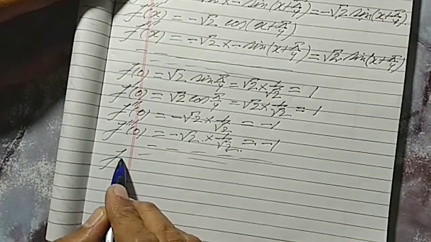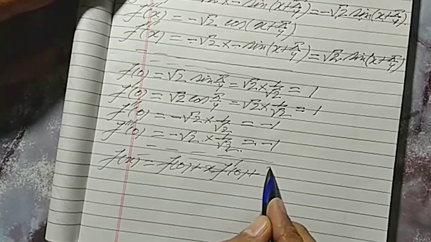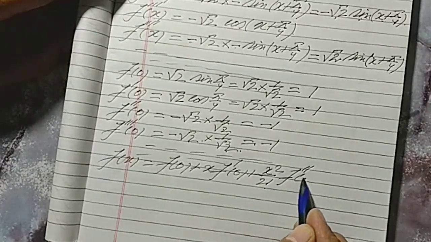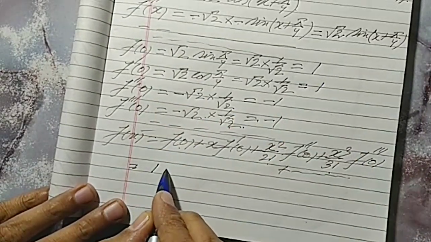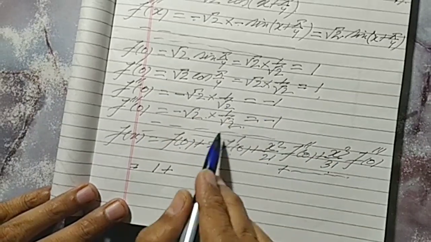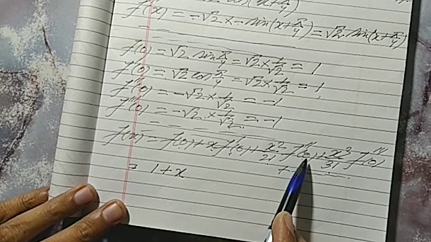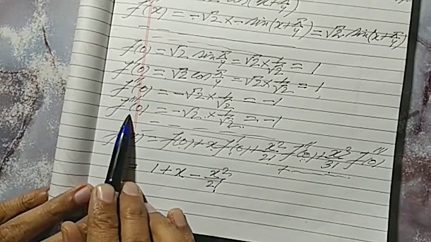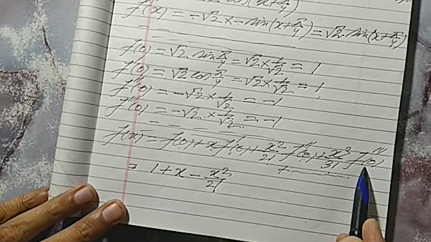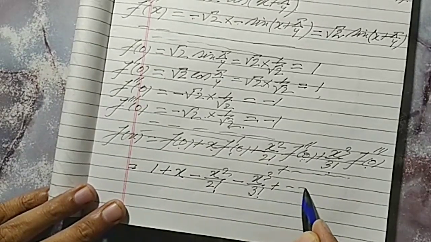Now by Maclaurin's theorem, f(x) is equal to f(0) plus x f'(0) plus x square upon factorial 2 f''(0) plus x cube upon factorial 3 f'''(0) plus so on. f(0) is equal to 1, so we write 1 plus f'(0) is also equal to 1, so 1 into x, and f''(0) is equal to minus 1, so substituting minus 1 over here, we get minus x square upon factorial 2. f'''(0) is equal to minus 1, so substituting here minus 1, we get minus x cube upon factorial 3 plus so on to infinity.